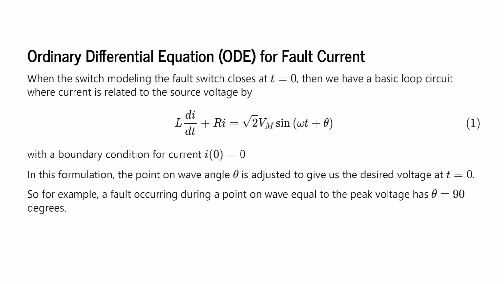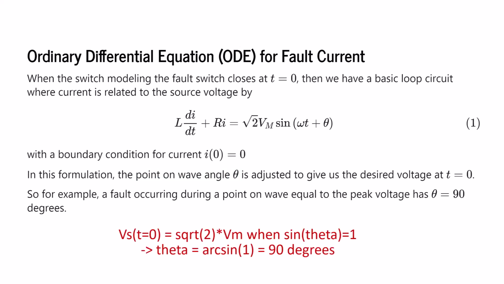Note in this formulation the point on wave angle, theta, is adjusted to give us the desired voltage at time equal to 0. So for example, a fault occurring during a point on wave equal to the peak voltage has theta equal to 90 degrees.